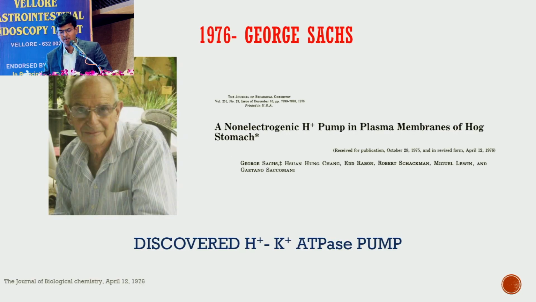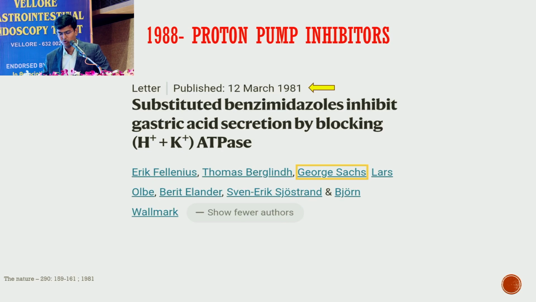Okay, then comes Charles Sachs in 1976. He discovered the hydrogen potassium ATPase pump. This is the final pathway playing a major role in acid production. Followed by that, in 1981 they published the first paper on PPIs, but only in 1988 did it get approved by the FDA.